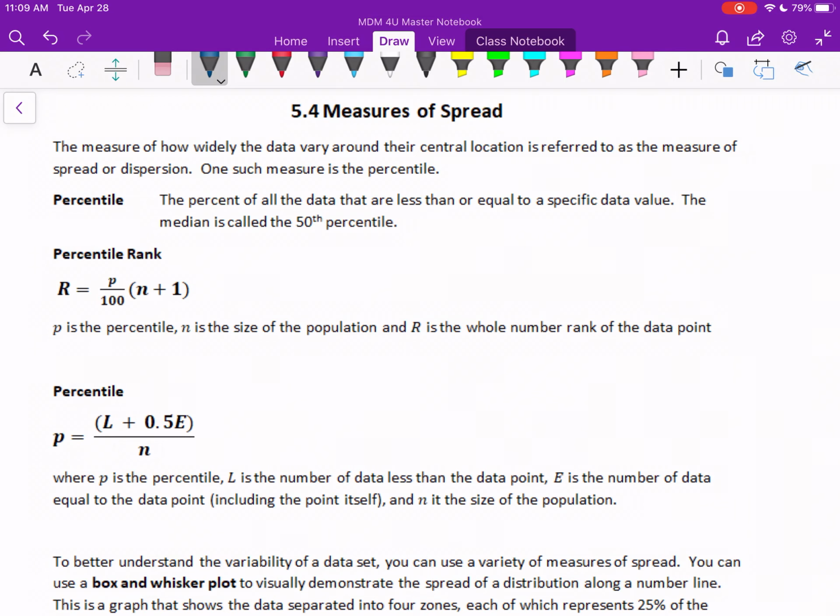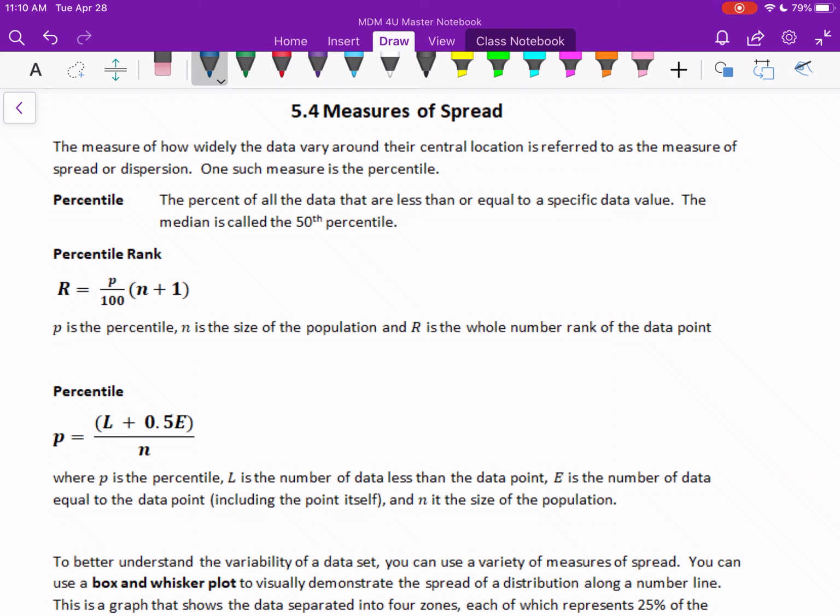Last lesson, we looked at measures of central tendency for one variable data sets. In other words, where the middle of a data set is, and that's really useful information. What's also going to be useful to us, though, is how spread out the data is. When you put those two things together, you get a pretty good visual of how data is behaving. You know where the middle is, and you know whether it's tightly grouped together or spread out. That's our measure of spread.